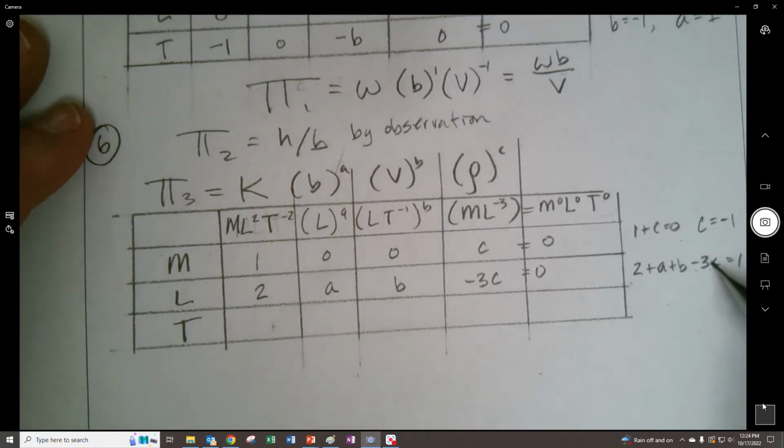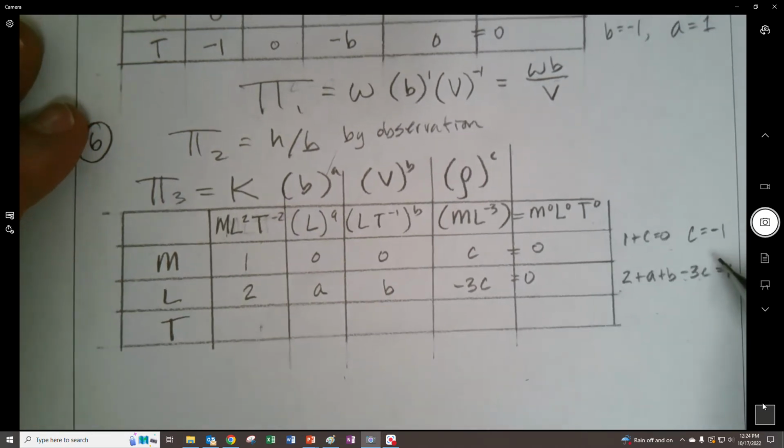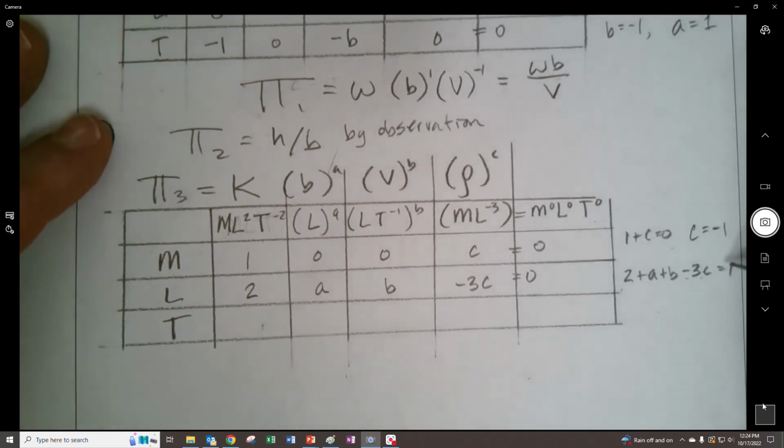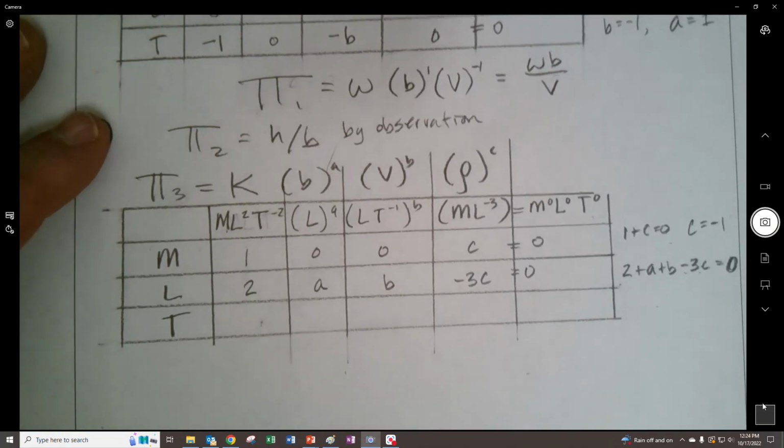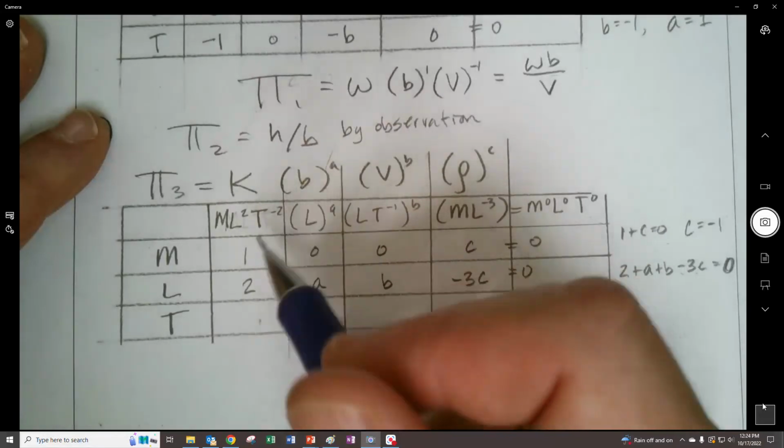No, +3. Jeez, you're a big dummy. And that should have been equal to 0. Wow. Okay, I need to go eat lunch. That's what it is. That's my excuse.